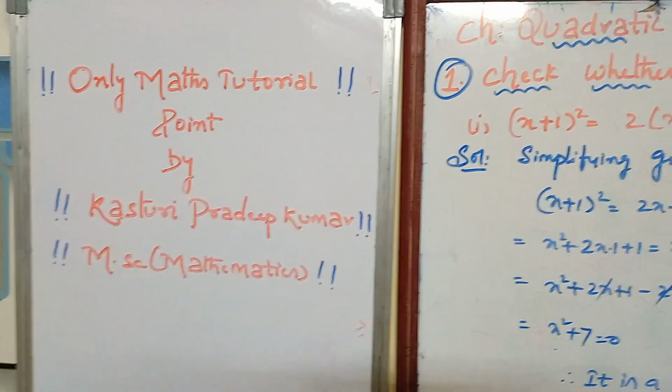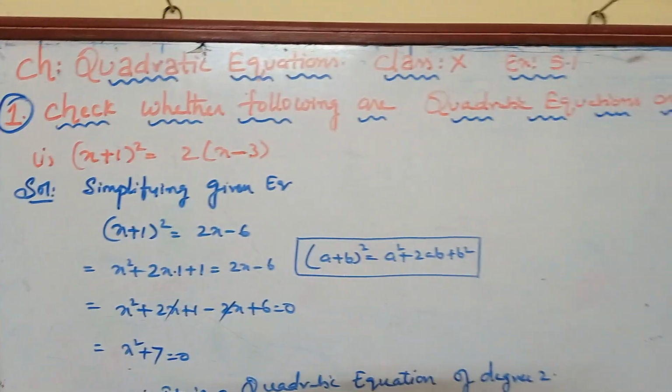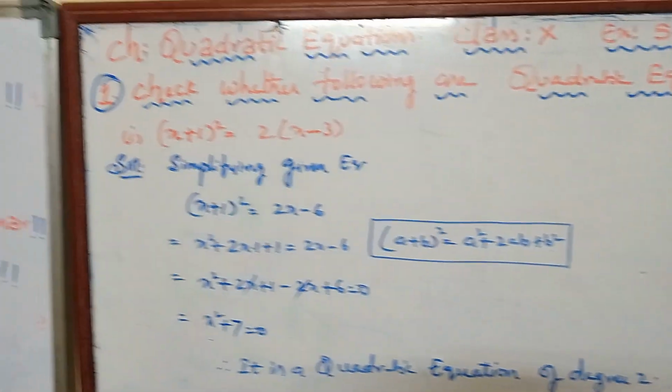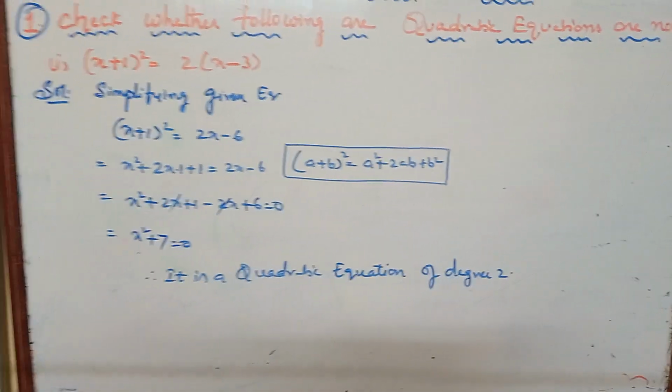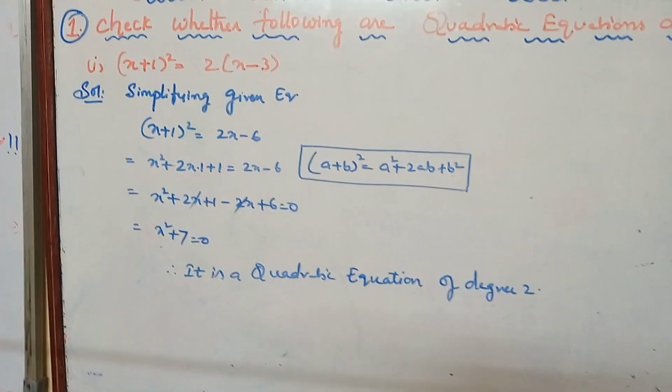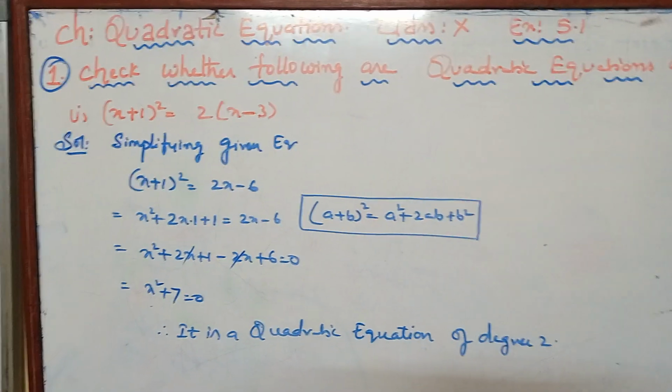Today we are going to discuss class 10th chapter Quadratic Equations, exercise 5.1. What they are asking: check whether the following are quadratic equations or not. What is the first one? (x + 1)² = 2(x - 3).